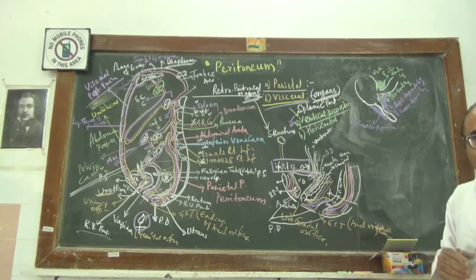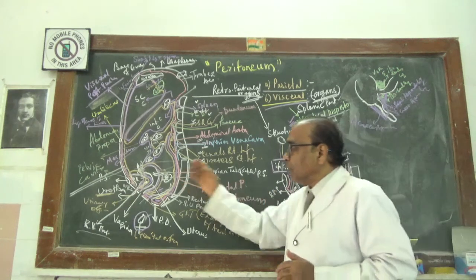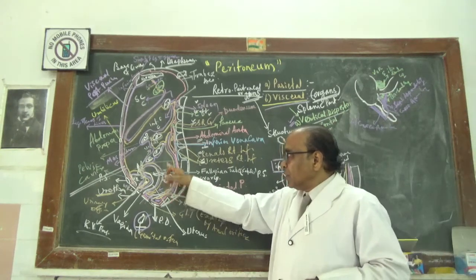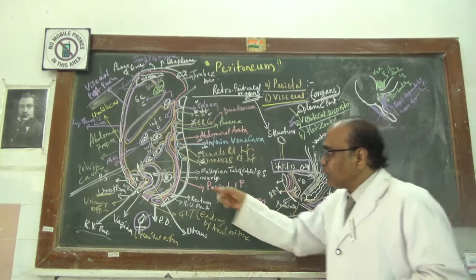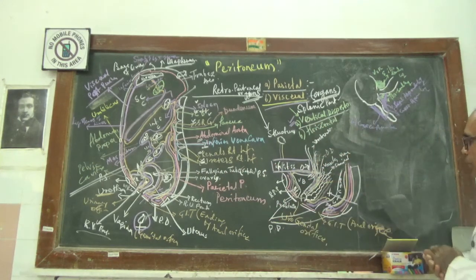So like that, these are the other vertical dispositions of the visceral layer of the peritoneum in connection with the salpinx as well as the ovaries. In females, salpinx means fallopian tube. So these are the vertical dispositions.